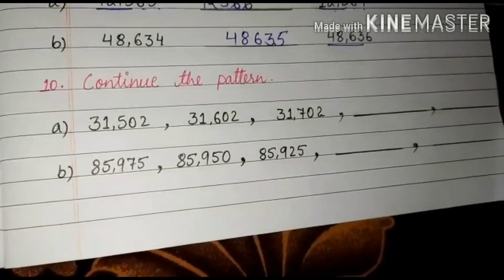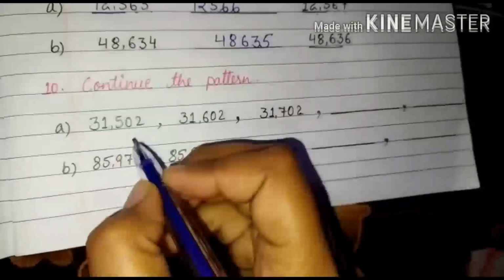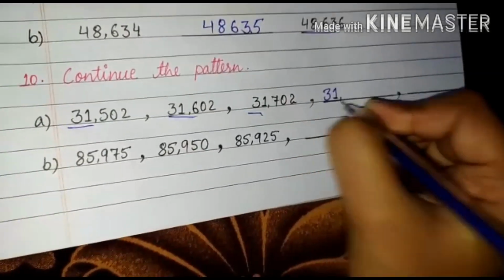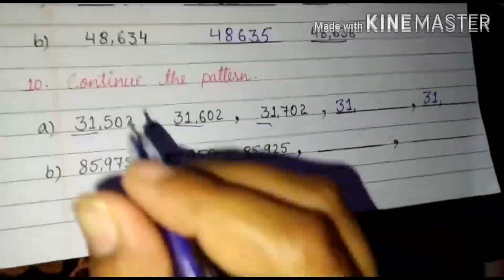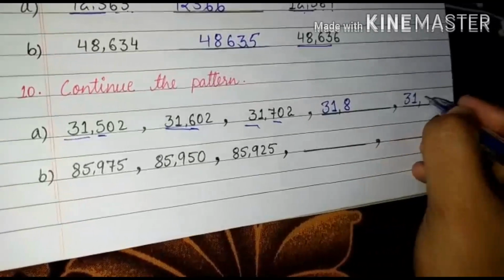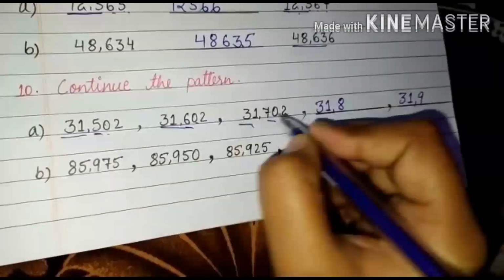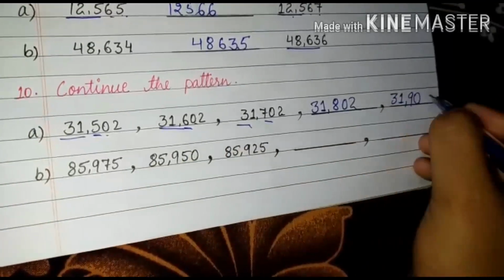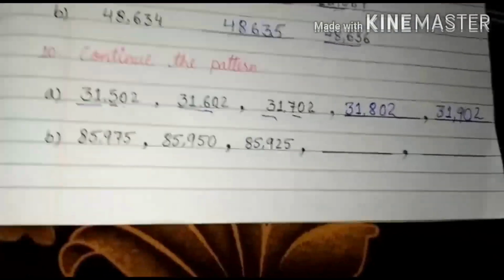Pattern. I'll tell you a trick behind it. 0, 0, 0, 0, 0. 2, 2, 2, 2, 2, 2. We got the answer. So easy, na?